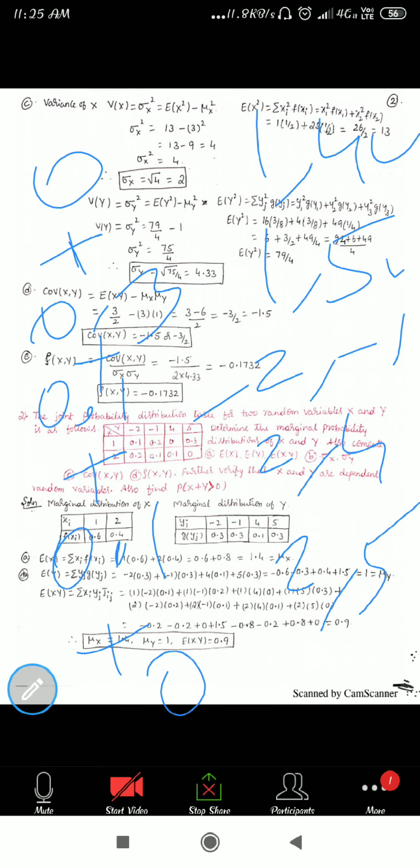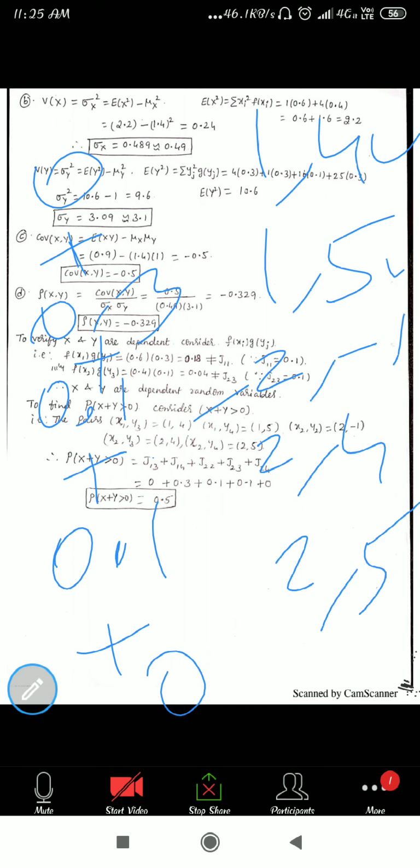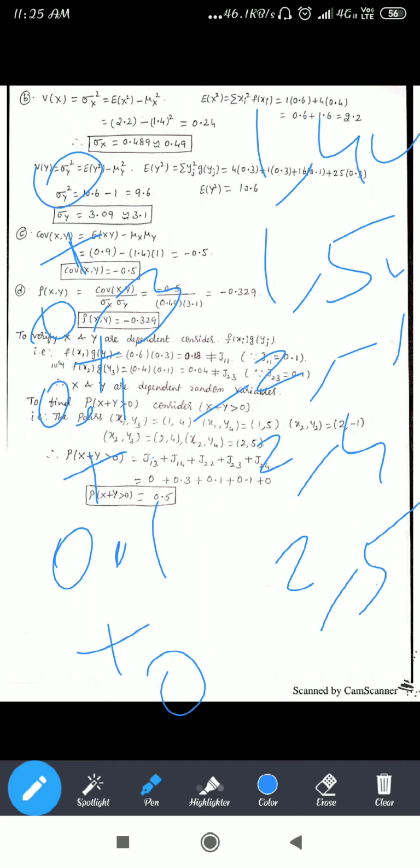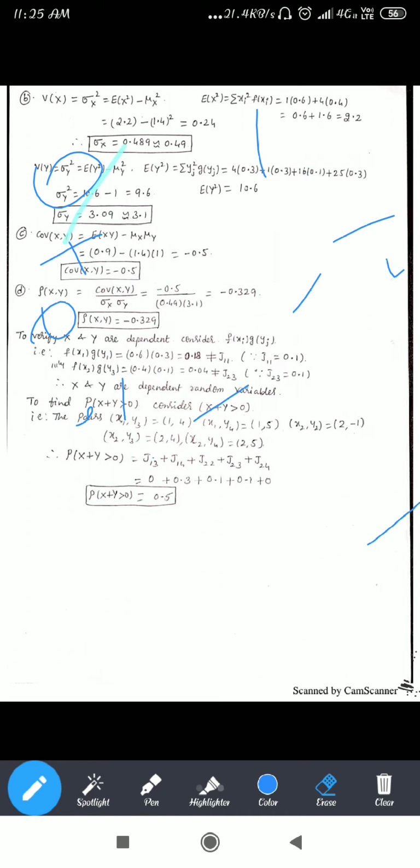Yes, I will show you, you get an idea. So dear students, here it is, 1 and 4, same thing here, 1 and 5 is here, 2 and minus 1 is here, 2 and 4 is here, 2 and 5 is here. Next, I told you 0, 0.3, 0.1, again 0.1, and then 0. If you add all those terms, you will get 0.5 as the answer. I hope you understood very well. So just solve it, you'll get an idea.